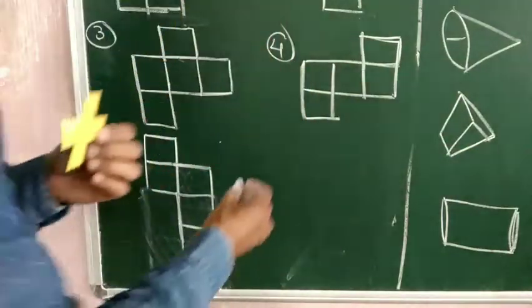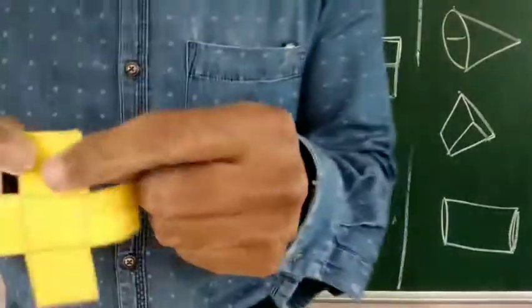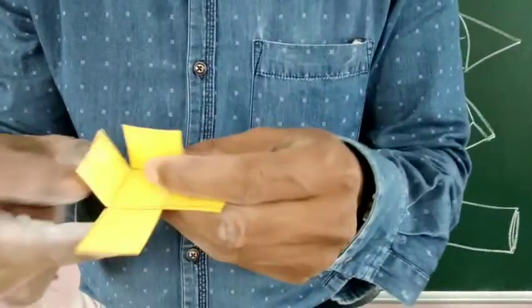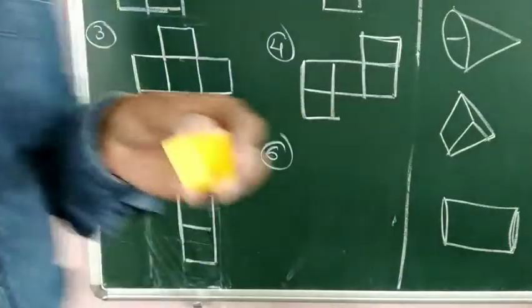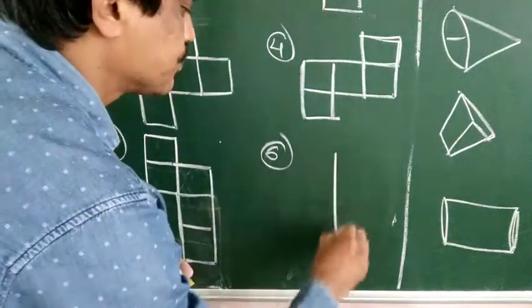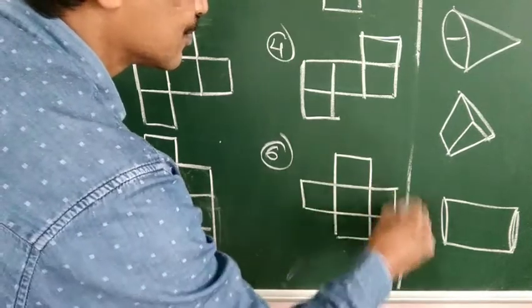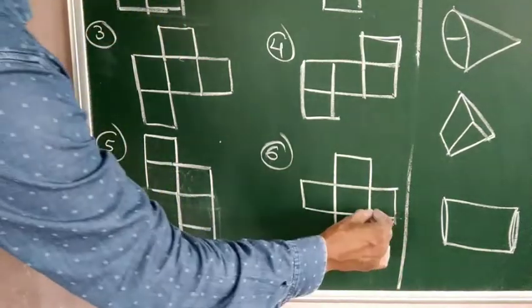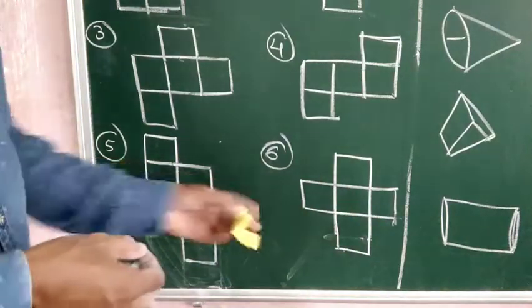Now see this one. Number 6. Try this one. It is matching with this shape. See, now try to fold it. 1, 2, 3 and 4. Okay. See, it is folding into an open box. So it is like this. So this one is also folding.